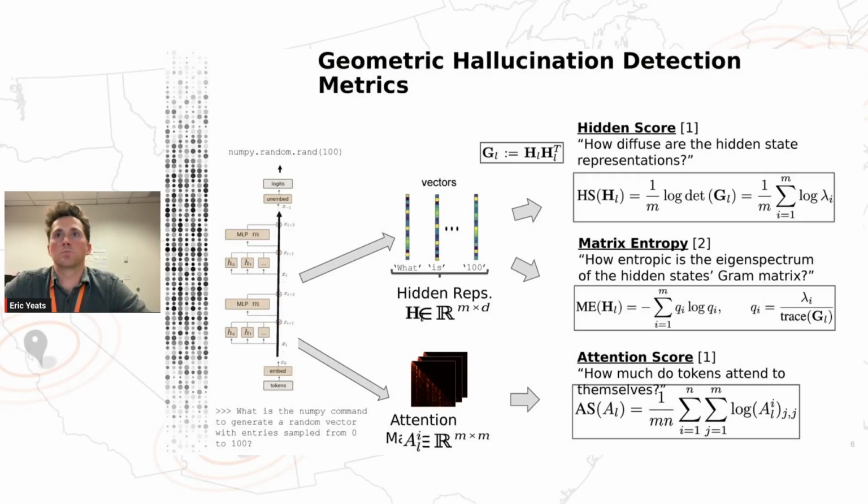The second that we consider is matrix entropy, and this is measuring the entropy of the eigenspectrum of the hidden states Gram matrix, where higher entropy is associated with hallucinations. Lastly, we consider attention score, which is computed from the attention maps. These attention maps are lower triangular. We can very easily compute the log determinant of these attention maps, and this quantity is also found to be correlated with hallucination. Intuitively, what this attention score is measuring is how much tokens attend to themselves.